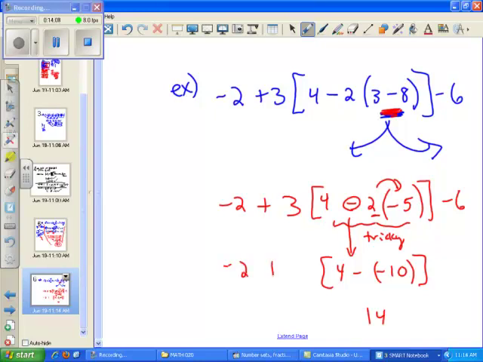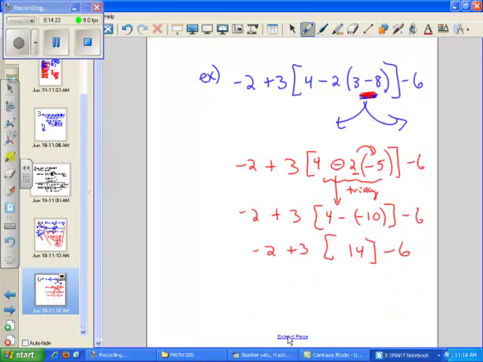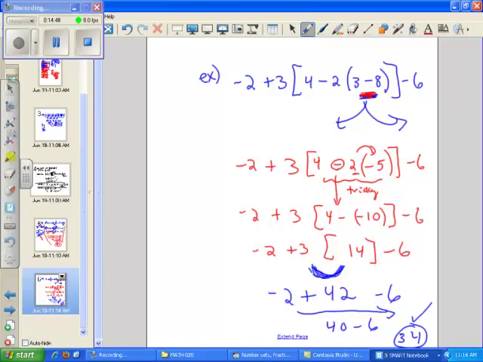So you see we can kind of write all that out. So then we arrive at negative 2 plus 3, eventually bracket 14, and then minus 6. Okay? Then we remember that multiplication dominates addition and subtraction, so you have to take care of this. So 3 times 14 is 42. Then you have negative 2 plus 42 minus 6. When you get it down to just addition and subtraction, you can move left to right. So negative 2 plus 42 is 40, and 40 minus 6 is 34. Very good. All right, hope that helps.